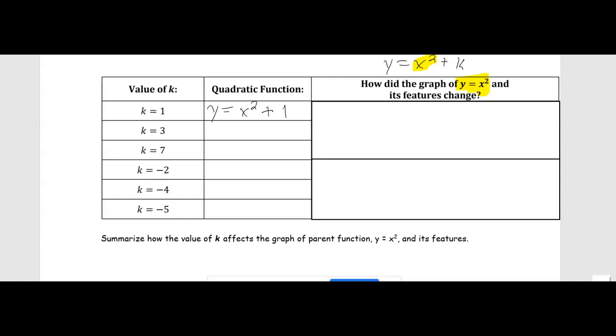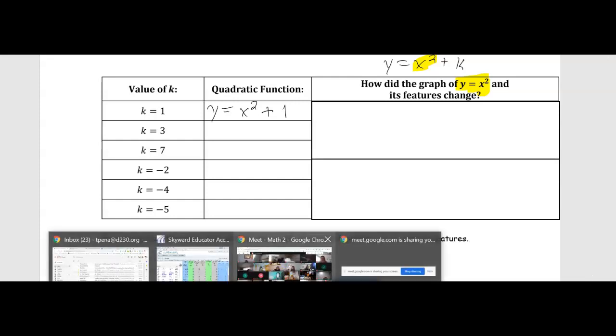So we widened it, we shrunk it, we moved it left, we moved it right. We don't have a whole lot of options for what could happen to this one.